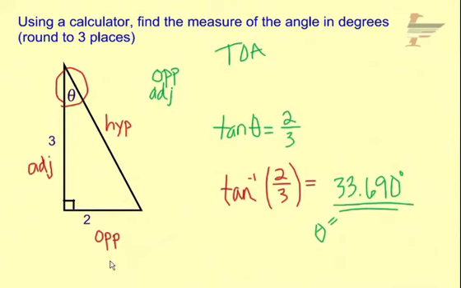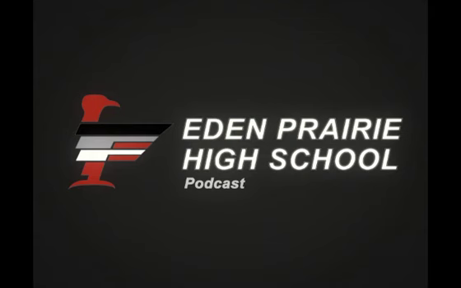So again, we just labeled our triangle with the opposite, hypotenuse, and adjacent sides, recognized we needed to use tangent, and then did the inverse tangent of that value. Anytime you use these inverse buttons on your calculator, you're getting back an angle measure. So just keep that in mind. You're getting back an actual angle when we use the inverse tangent, or the inverse trig functions, buttons.